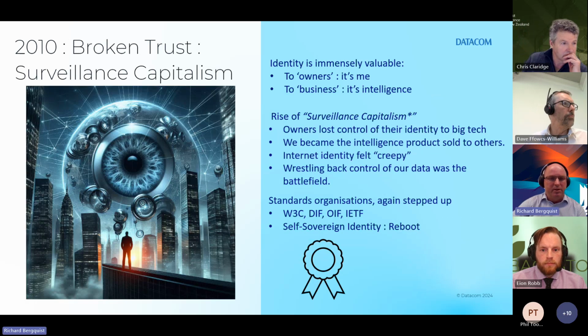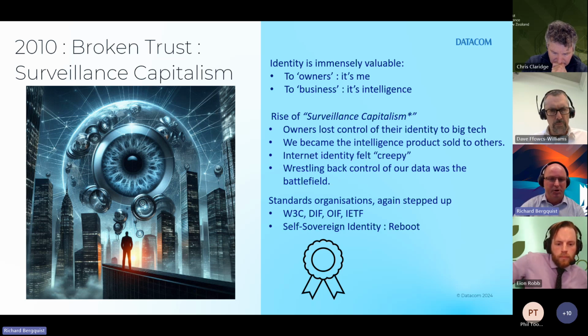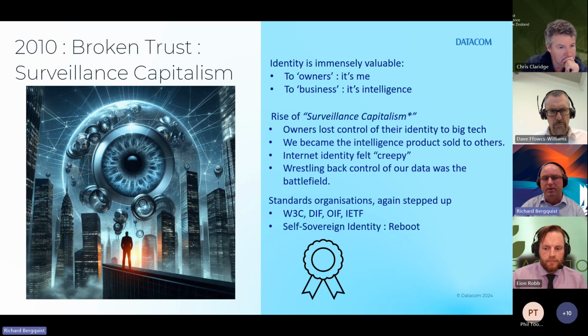Another thing happened in the 2010s: people realized that identity is really valuable. To owners, it's about them, but to business, it's about intelligence. And what we started to see was a coined term called surveillance capitalism, where these large tech giants, in order to provide easy services, started to hoover up massive vaults of personal information that was intelligence to them, which they could sell to others. And we then lost our control of the internet. And then the internet started to feel a little bit creepy. People started to lose confidence in using the internet for spending or socializing or living a life on it.